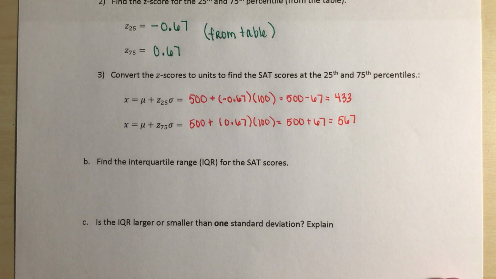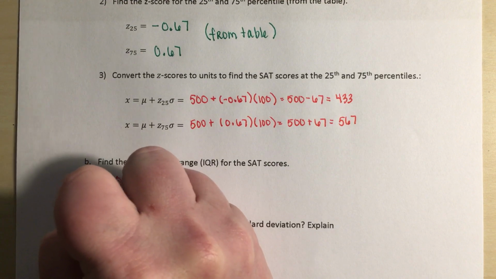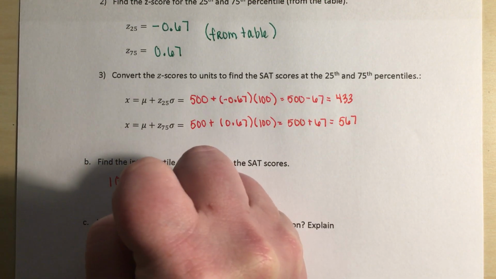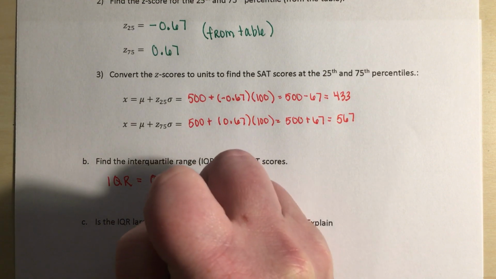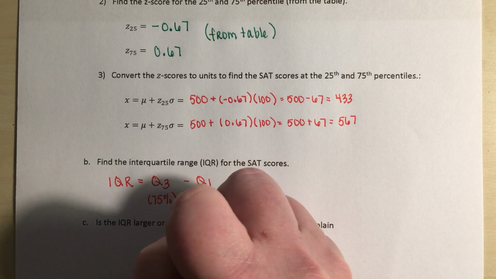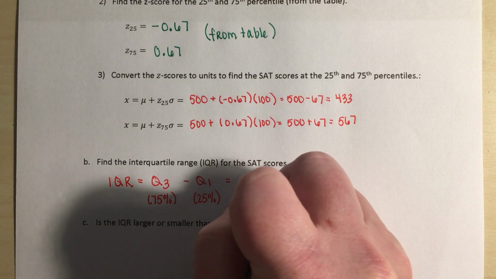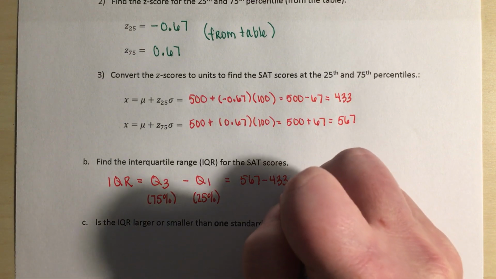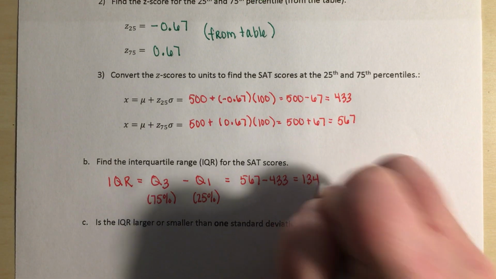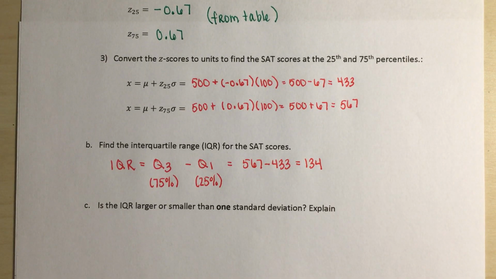Now, find the interquartile range for the SAT scores. Our interquartile range, remember, is Q3, which is 75%, minus Q1, which is 25%. So we take 567 minus 433, and that gives us 134. To finish this off, we're asked, is the IQR larger or smaller than 1 standard deviation?